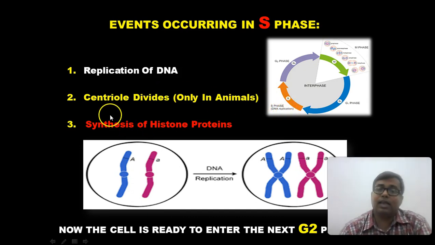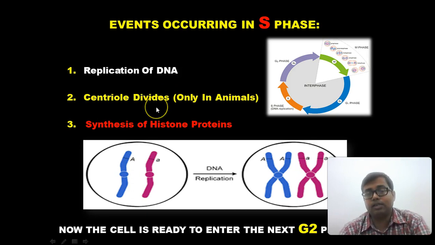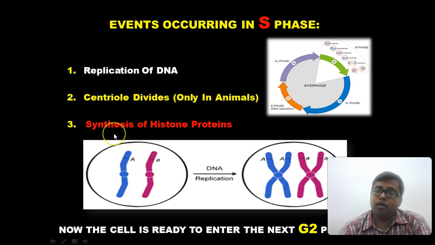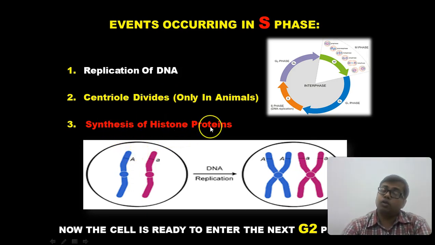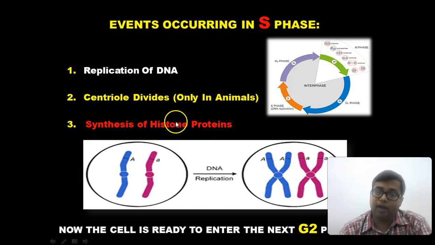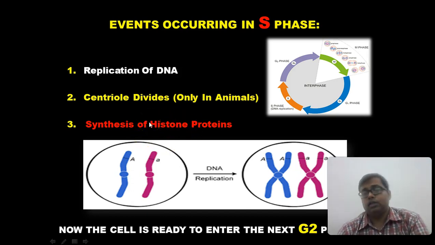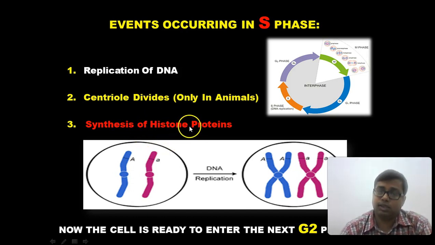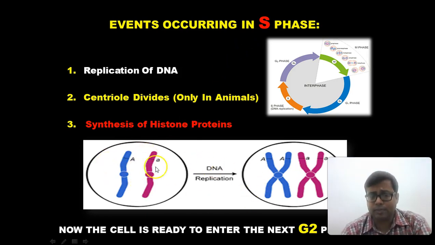In the case of animal cells, in this stage the centriole divides, followed by the synthesis of histone proteins, because to form a chromatin fiber like DNA, histones are equally important. So histone proteins are also synthesized in this S phase. This picture shows how a single two-armed chromosome becomes four-armed. That means a chromosome made up of two sister chromatids, via DNA replication.